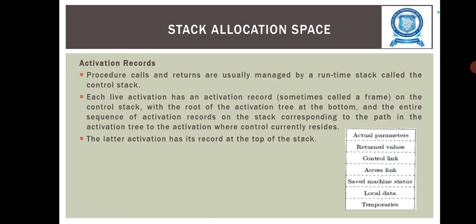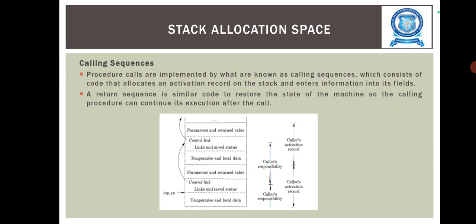Next we are going to see the calling sequences. Procedure calls are implemented by what are known as calling sequences, which consist of code that allocates an activation record on the stack and enters information into its fields. A return sequence is similar code to restore the state of the machine so the calling procedure can continue its execution after the call. This diagram shows the parameters and return value and how they are passed from the caller to the called procedure from one level to the next level.